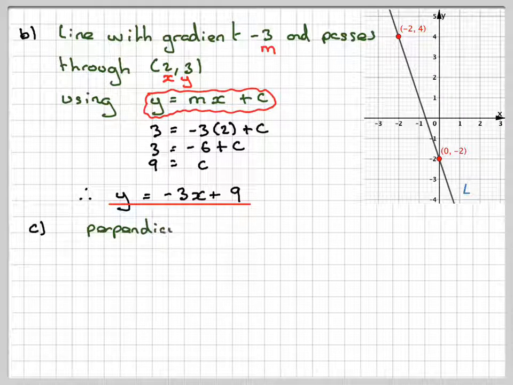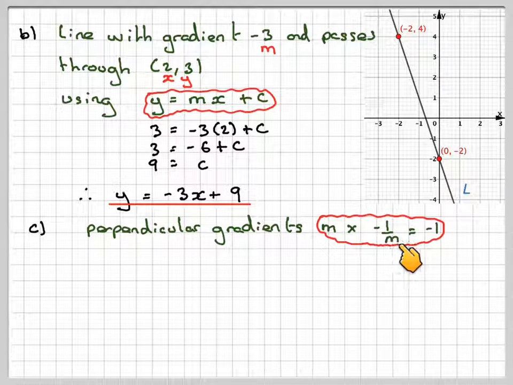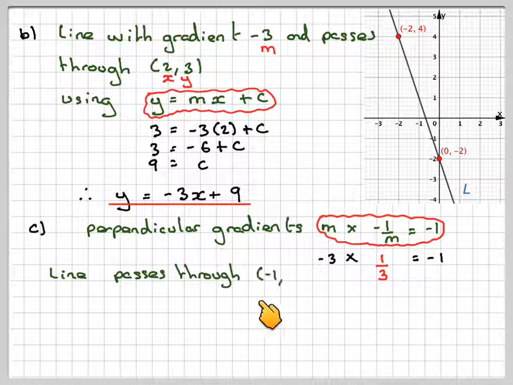Now, for perpendicular gradients, if one is m, then the other is -1 over m, because the product of the two gradients must be equal to -1. So we've got a gradient of -3, and we've got to multiply that by something to get -1. Pause the video and see if you can think for it yourself, but this will have to be 1 over 3, because -3 times 1 over 3 gives me -1. The product of the two gradients, which are perpendicular to each other, must be equal to -1. That's the theory.